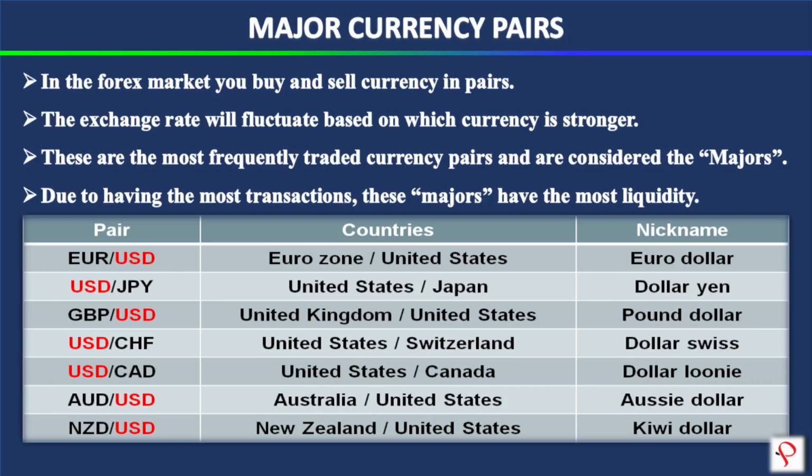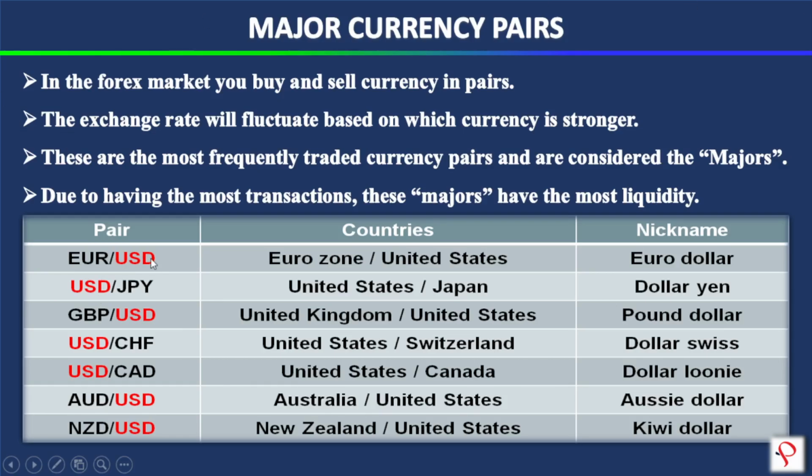Then let's talk about the major currency pairs. In the forex market, you buy and sell currencies in pairs. The exchange rates will fluctuate based on which currency is stronger. These are the most frequently traded currency pairs and are considered the majors due to having the most transactions. These majors have the most liquidity. So you can see how they are always paired in the forex market.